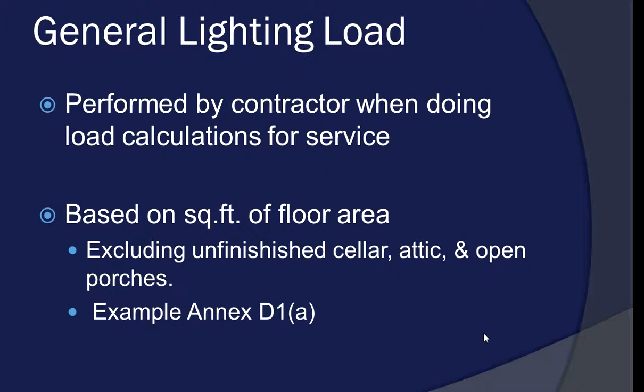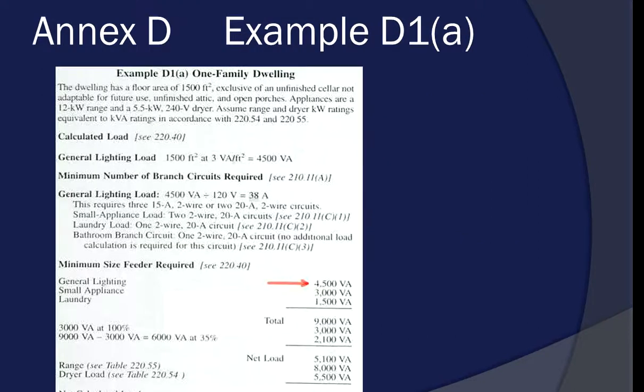So when we're talking about circuit capacity, we start with a general lighting load, and that is a calculation that's performed by a contractor when doing the load calculations for a service. It's based on the square footage of the occupancy, excluding any unfinished cellar, attic, and open porches. A good example is found in Annex D1A, where this is the calculation that the contractor would perform for the service.